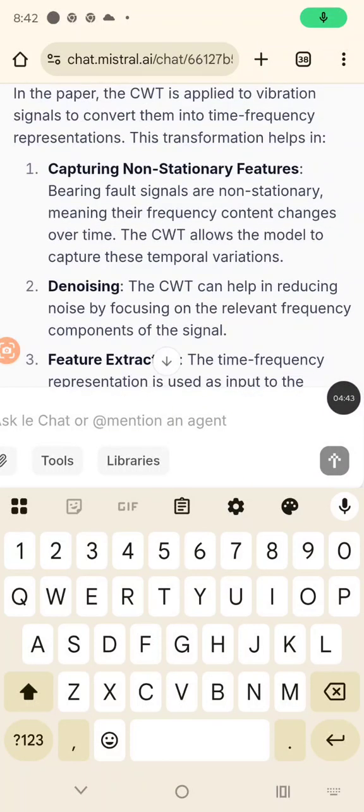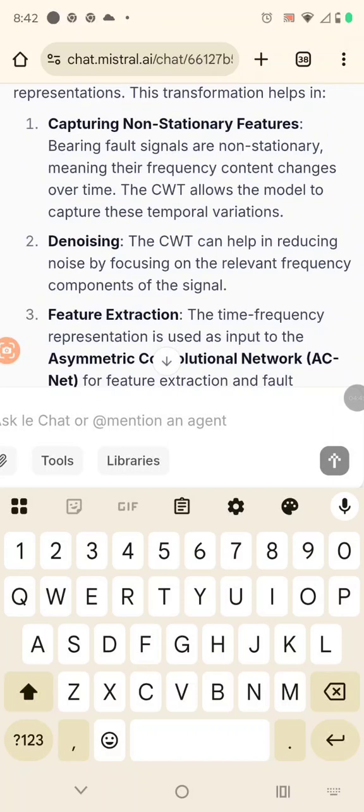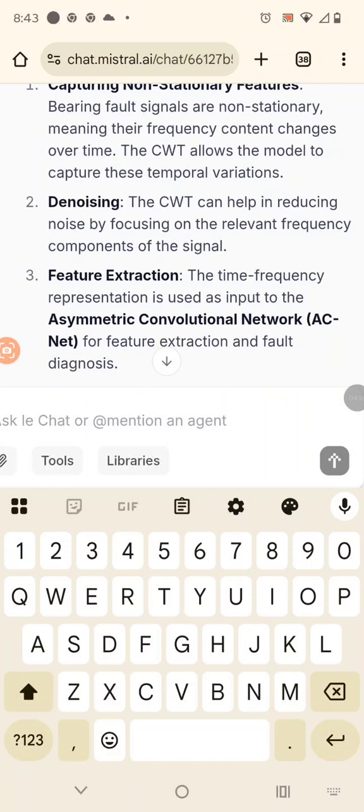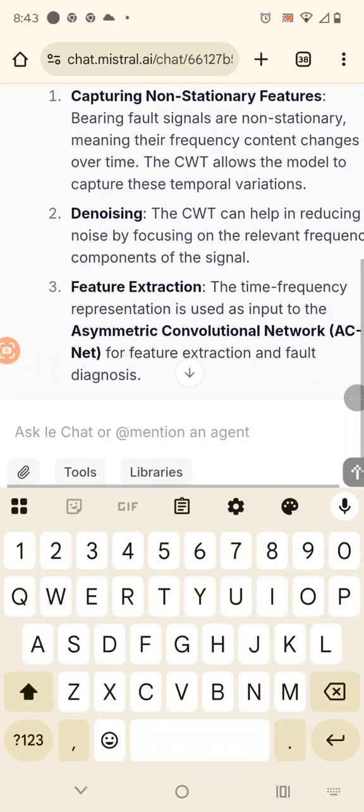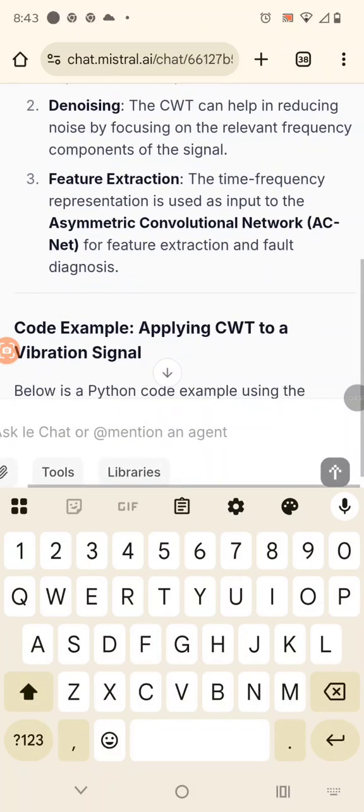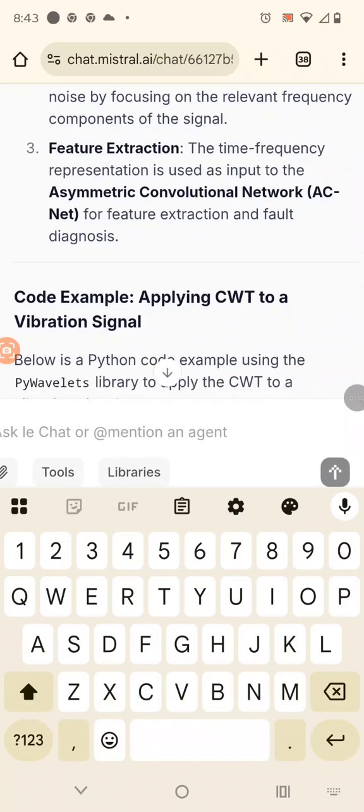So what is the use of this transformation? It captures non-stationary features since we are working with vibration signals. So CWT allows the model to capture these variations. Then we have denoising. Another thing is the feature extraction. This extracted time frequency representation is then fed into the asymmetric convolution network for feature extraction and fault diagnosis.